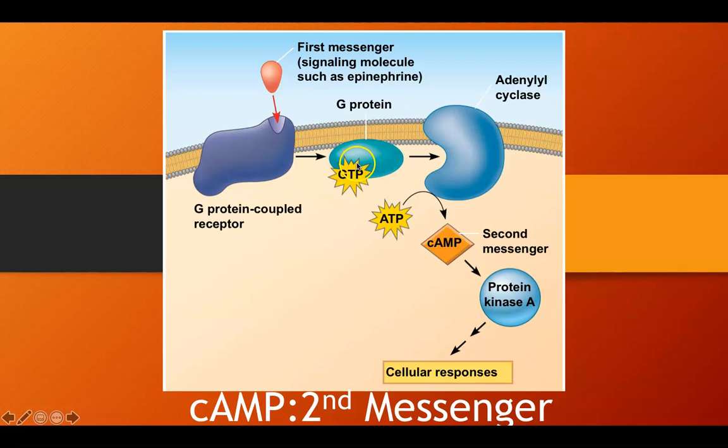The G protein becomes activated and it activates the enzyme, and this enzyme is adenylyl cyclase. Adenylyl cyclase, remember, catalyzes the reaction of ATP conversion into cyclic AMP. Cyclic AMP will most often activate protein kinase A.